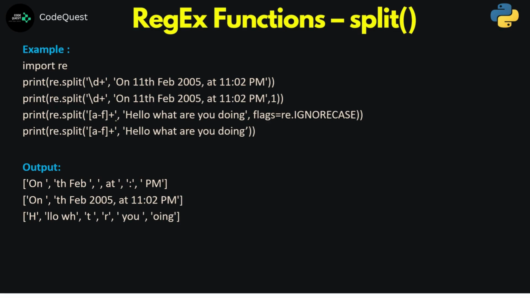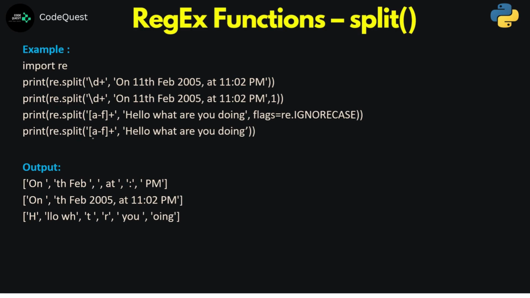Again we found e, which is in this range. From e there is a split, I mean space, y, o, u, space, and again we found d, which is in the range of a and f. So we are going to get o, i, n, g. Now here we have taken the last optional argument, flags, where I'm writing ignore case. So even if I have a capital E or capital A, that is going to be considered within this.